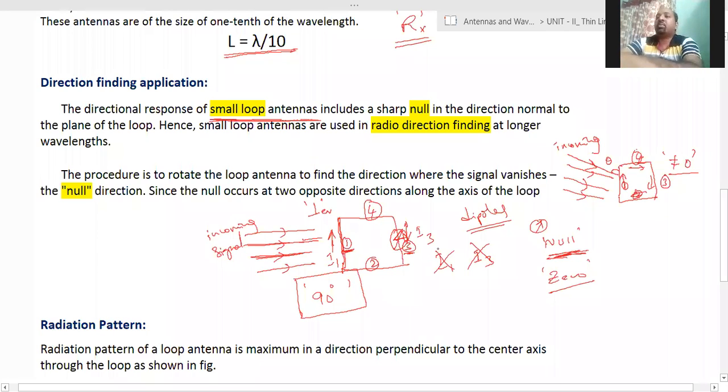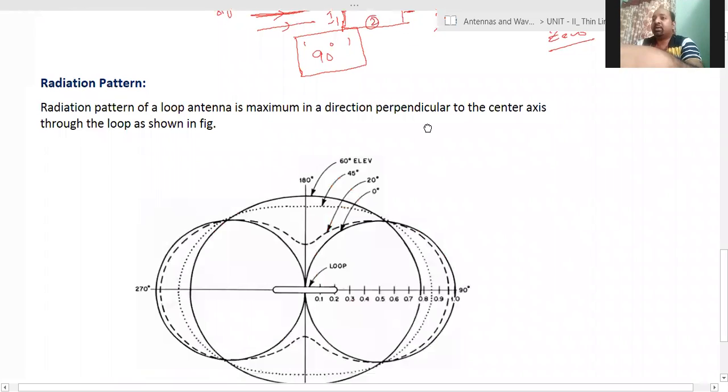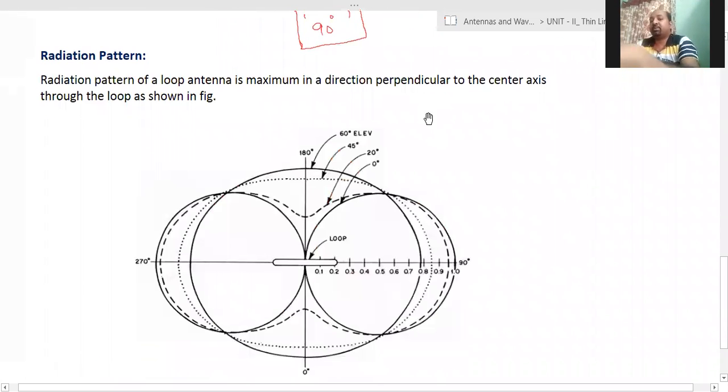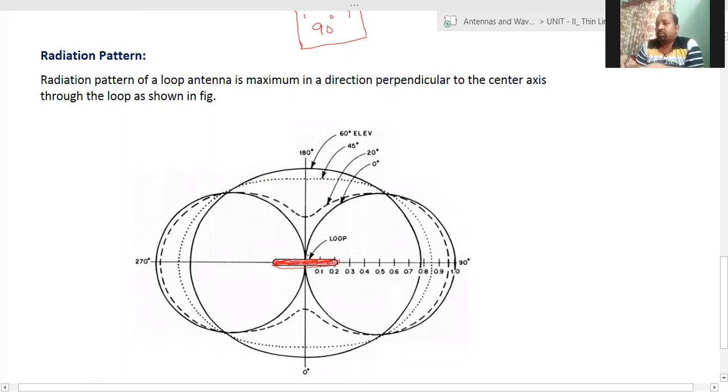Coming to the radiation pattern of the loop antenna. So this is the radiation pattern of the loop antenna. This is the loop center, you can see here. So this is the loop, and this is the center axis.